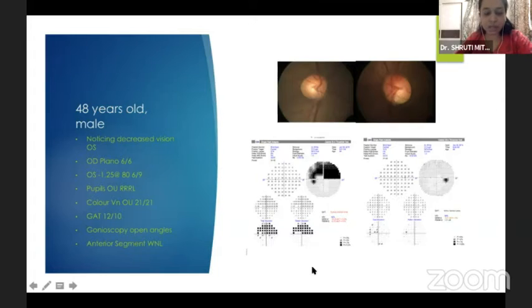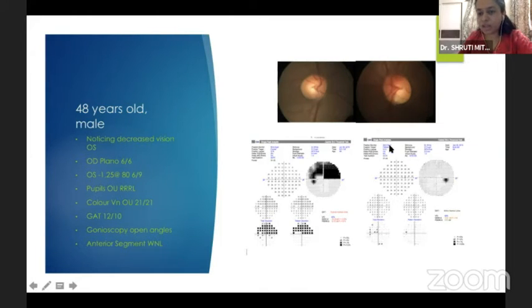Pupils, color vision, and applanation tonometry were within normal limits. Gonioscopy and anterior segment were within normal limits. Disc evaluation showed a normal size disc in both eyes. In the right eye, the cup disc ratio was around 0.4 with a healthy neuroretinal rim, whereas in the left eye it was around 0.5 with focal inferior rim thinning, and the rest of the neuroretinal rim appeared pink.